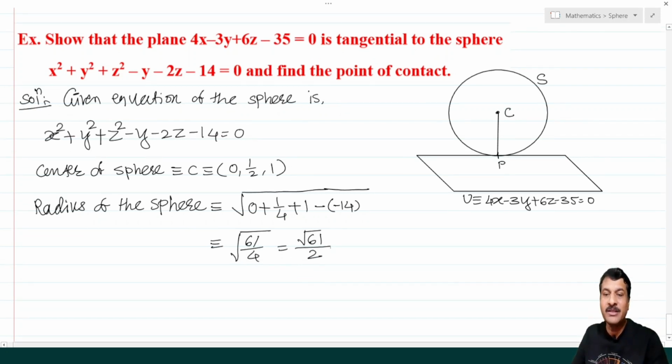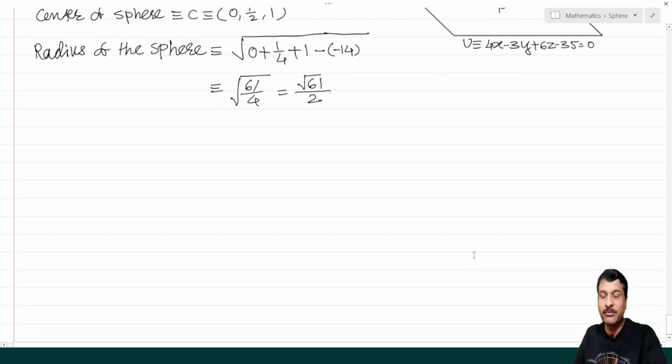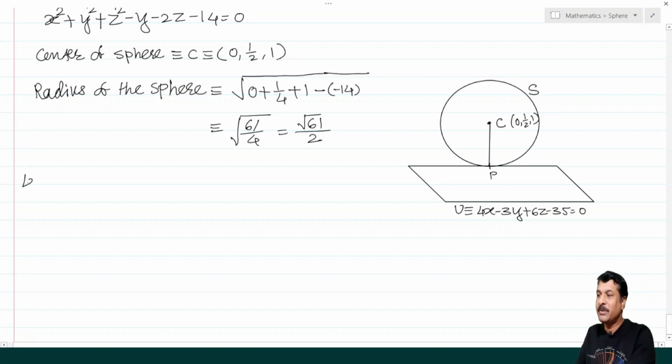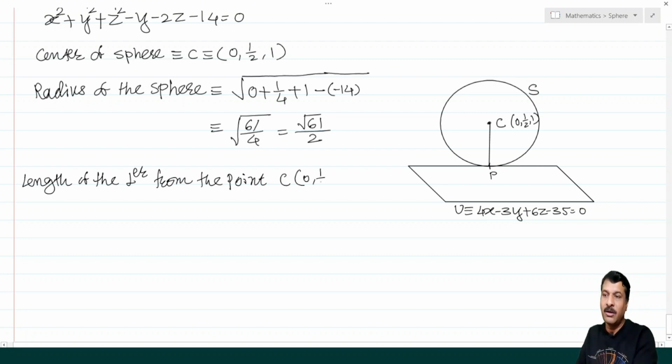Now the perpendicular distance. You know the formula of the perpendicular distance; I already gave it in the first video. The length of the perpendicular from the point P (x1, y1, z1) on the plane ax plus by plus cz plus d equal to 0 is mod of ax1 plus by1 plus cz1 plus d upon under root of a square plus b square plus c square. So now the length of the perpendicular from the point, that is the center, (0, half, 1), to the plane 4x minus 3y plus 6z minus 35 equal to 0.